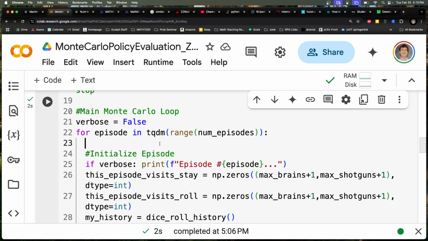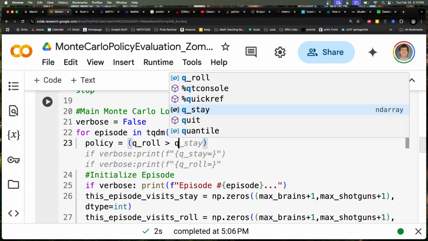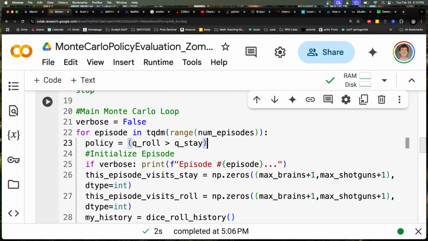So every time we do this, we're getting better estimates for Q as we go. And if we have a better estimate for Q, we can make a better policy. So we're going to change the policy. I'm going to make the policy equal to this, what we did last time, and it worked perfectly fine. We said if rolling is better than staying, then you should roll. And so this is how I do it.